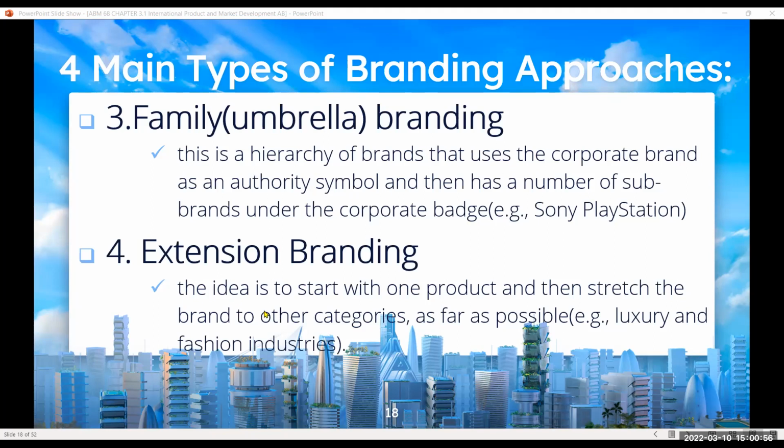Next is extension branding. The idea is to start with one product and then stretch the brand to other categories as far as possible, like in the luxury and fashion industries. Another example: let's say Coca-Cola. The main product is beverages. With that, it slowly expands, or stretches its brand. From beverages, they moved into the fashion industry, with Coca-Cola clothes: Coca-Cola t-shirts, pants, and so on and so forth. So that's extension branding. Aside from the main product you make, you extend using that same brand. From Coca-Cola beverages to Coca-Cola in the fashion industry, you are producing clothes under the same brand. So that is extension branding.